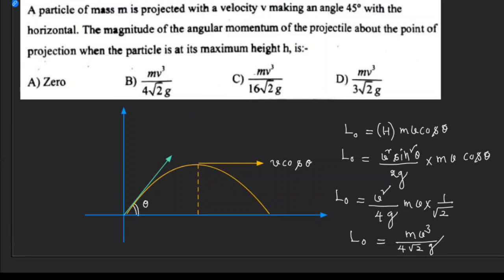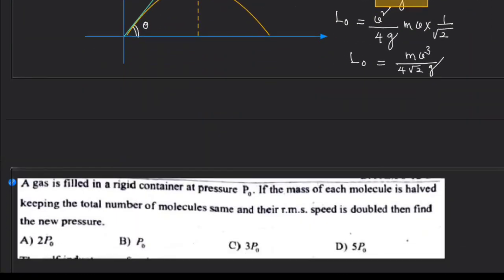Clear? So that is what you have to carry forward, the angular momentum about the point O. Clear? And you have to keep this formula also in mind: v square sin square theta by 2 into g. Clear? That's all about this question.